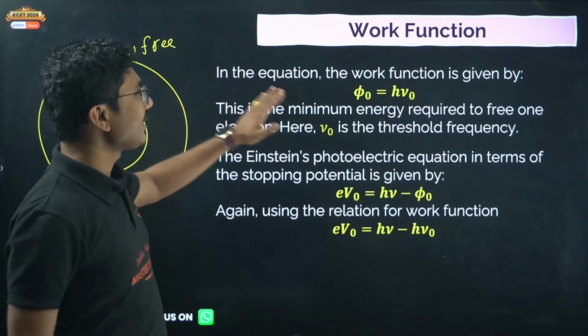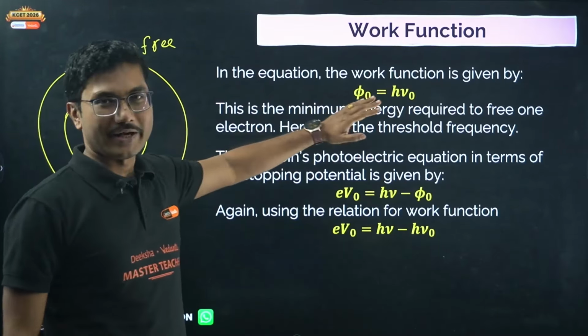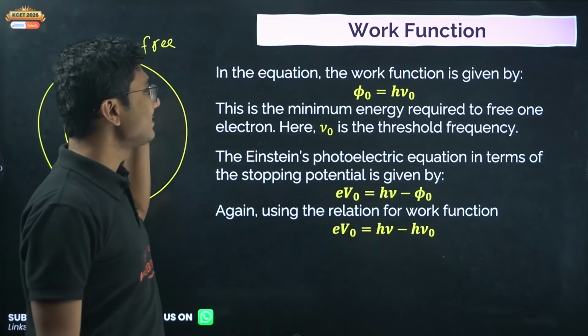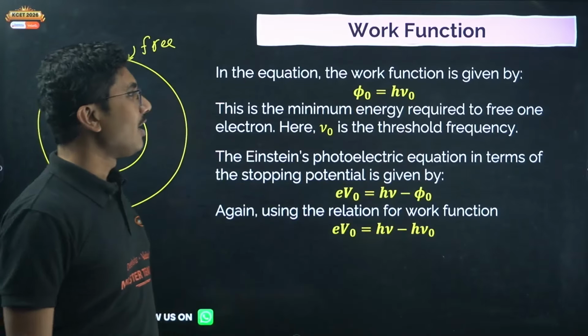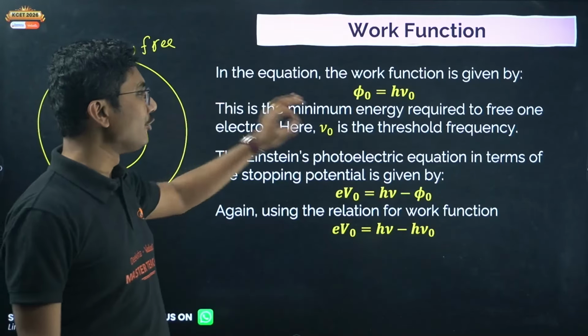So the equation of the work function is phi naught equals h nu naught. This is the minimum energy required to free one electron. Here nu naught is the threshold frequency.